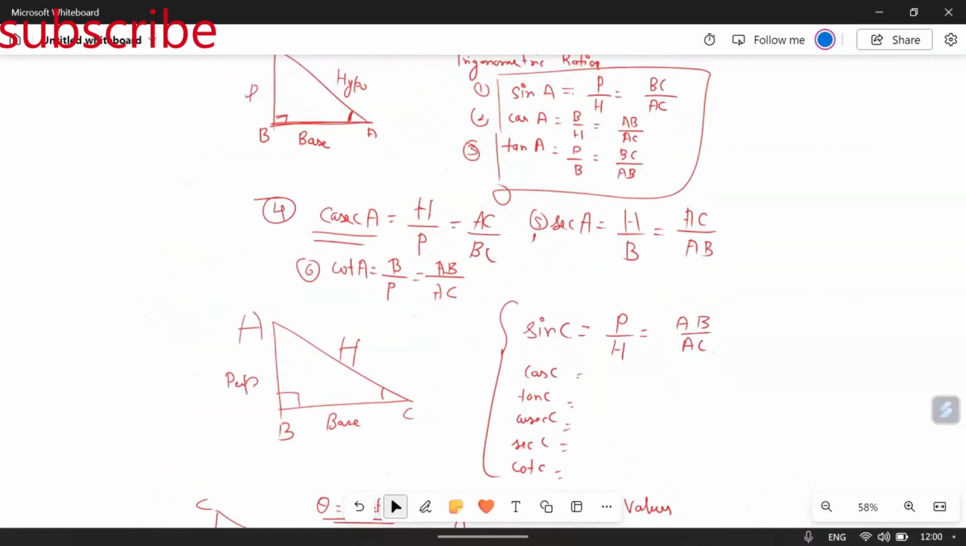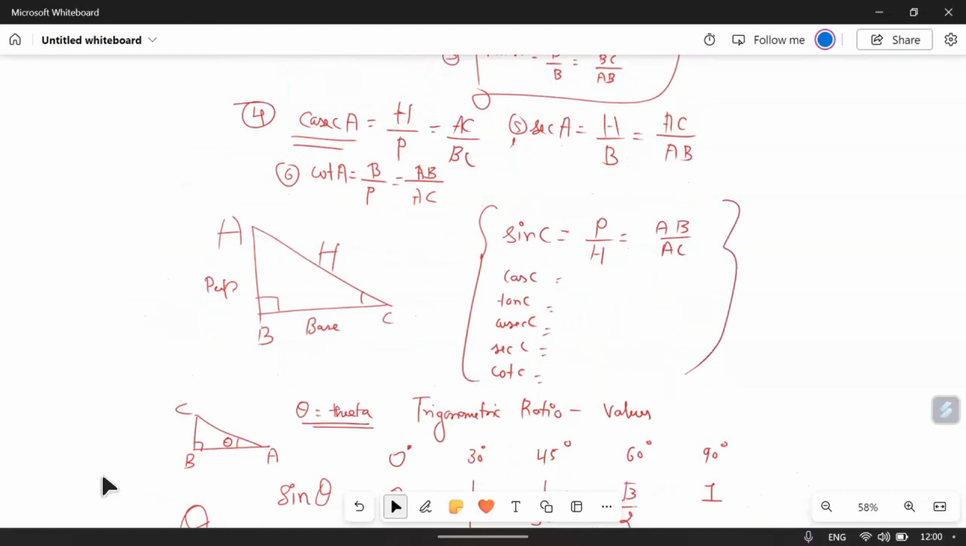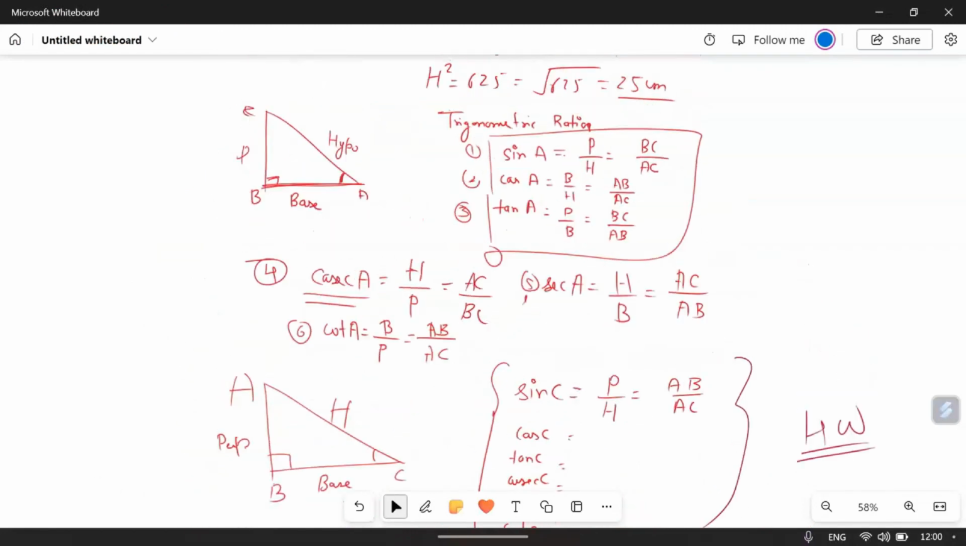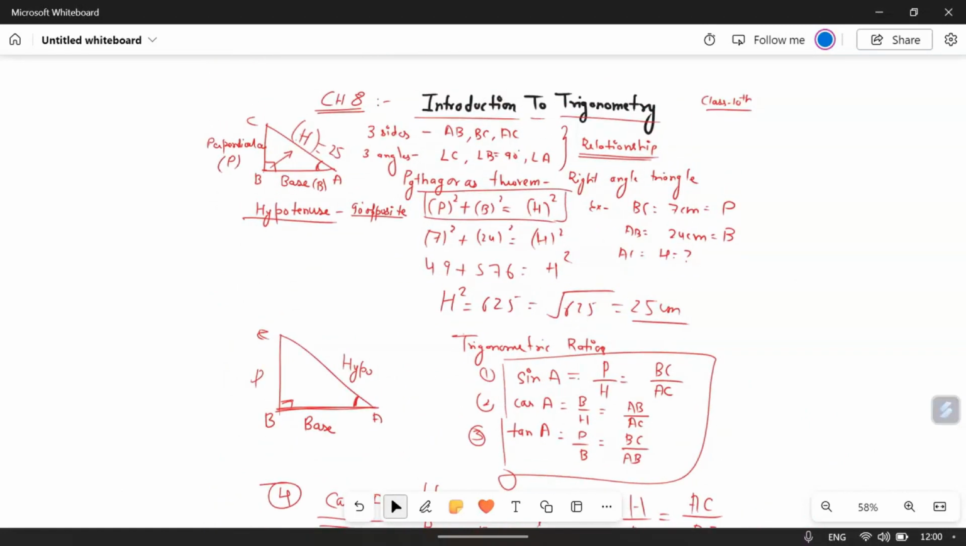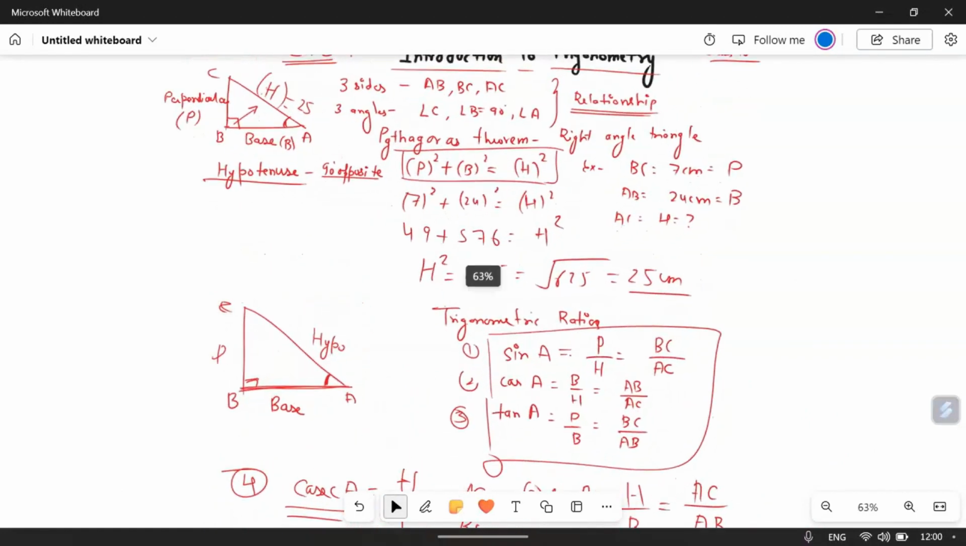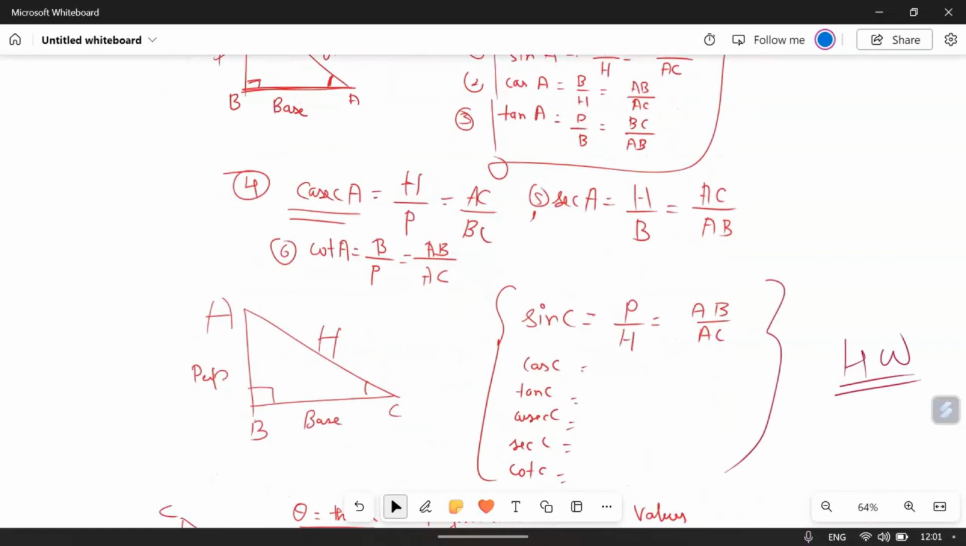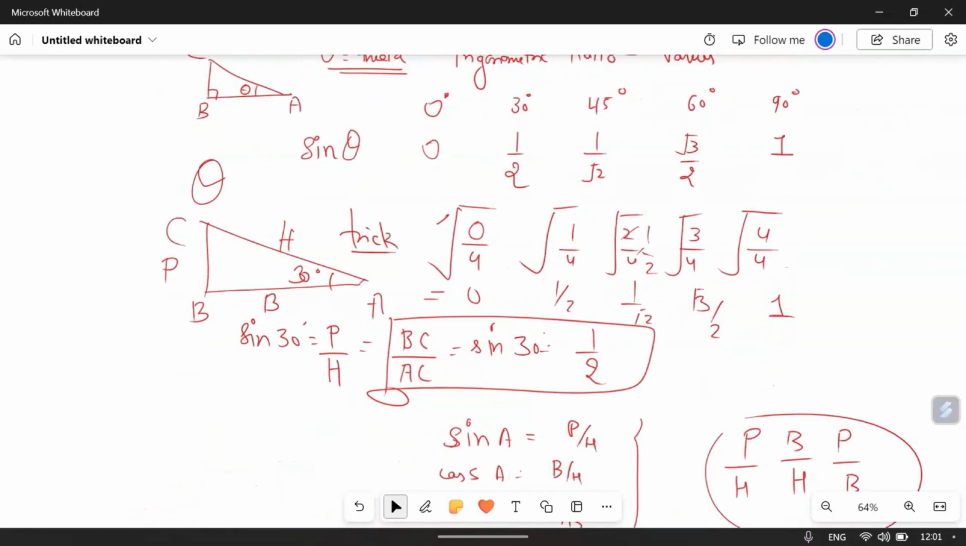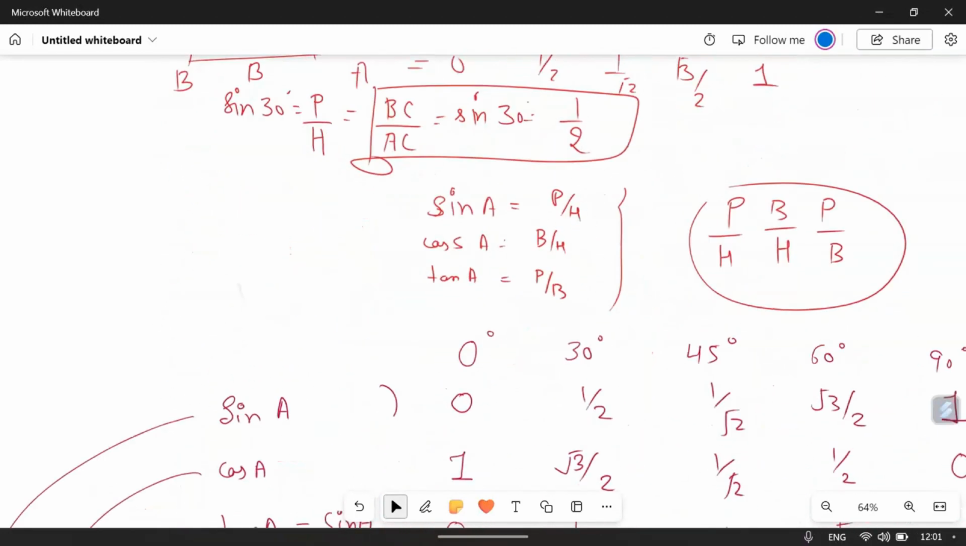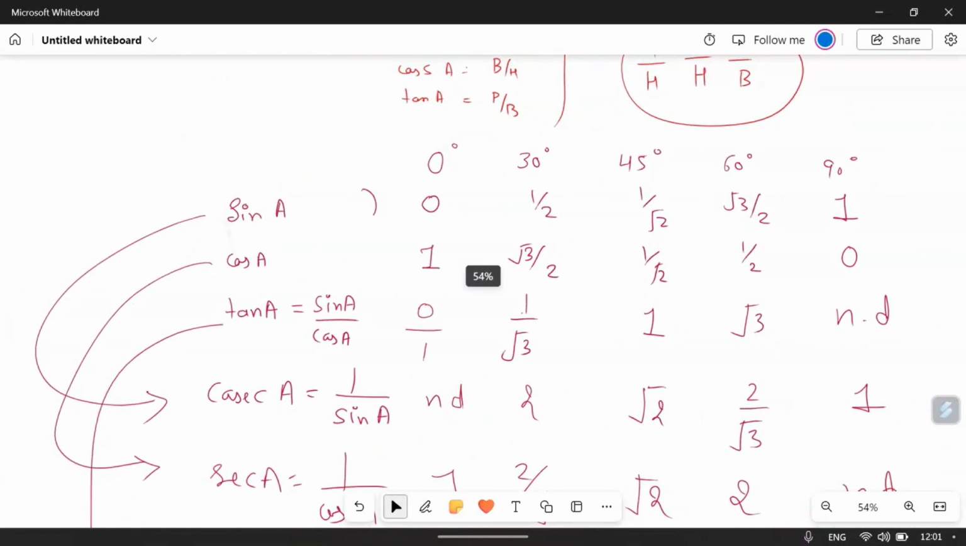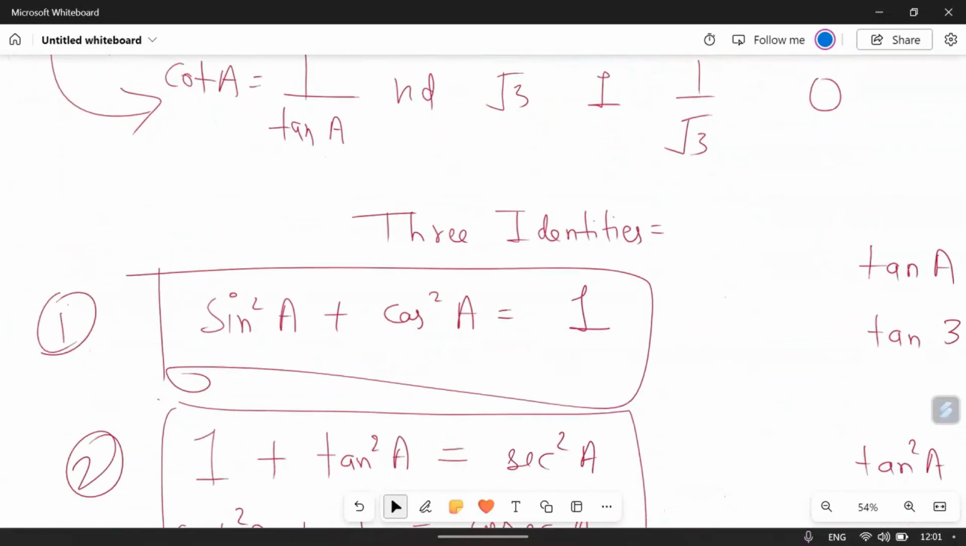See, this is the sine formula. You need to do this question as homework. I'm giving you homework also. And this is all about your trigonometry chapter. You can take the screenshot if you want. So thanks for watching.